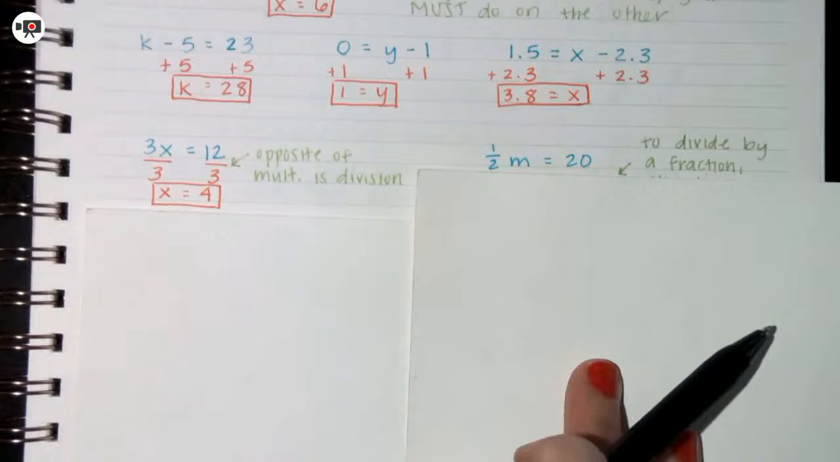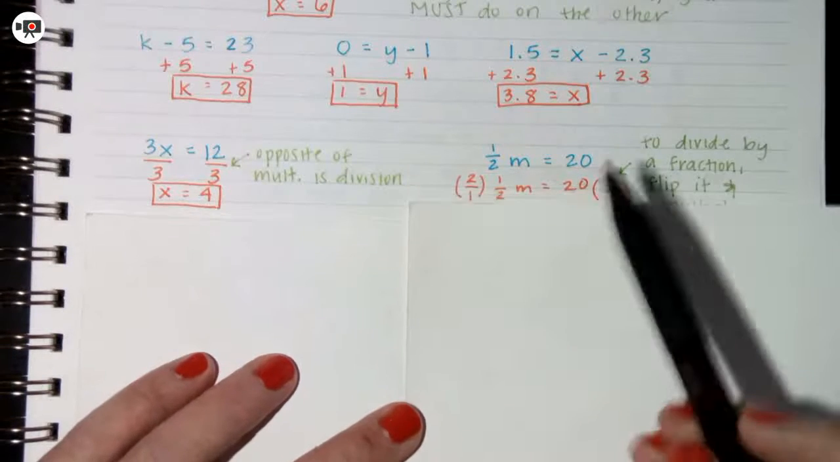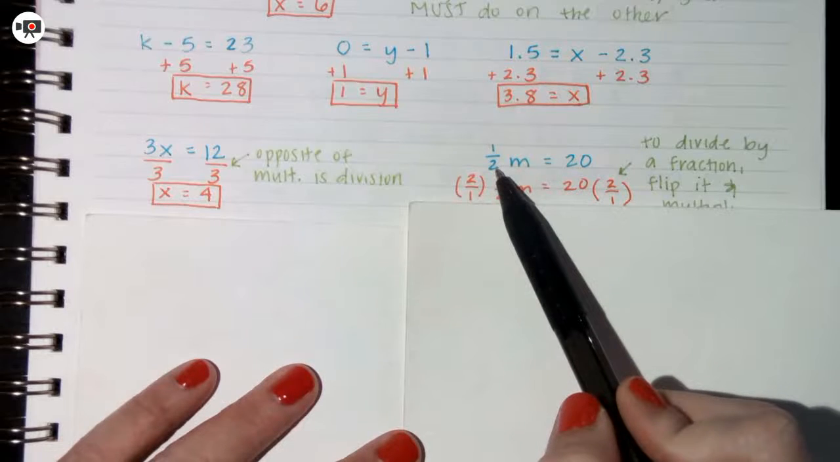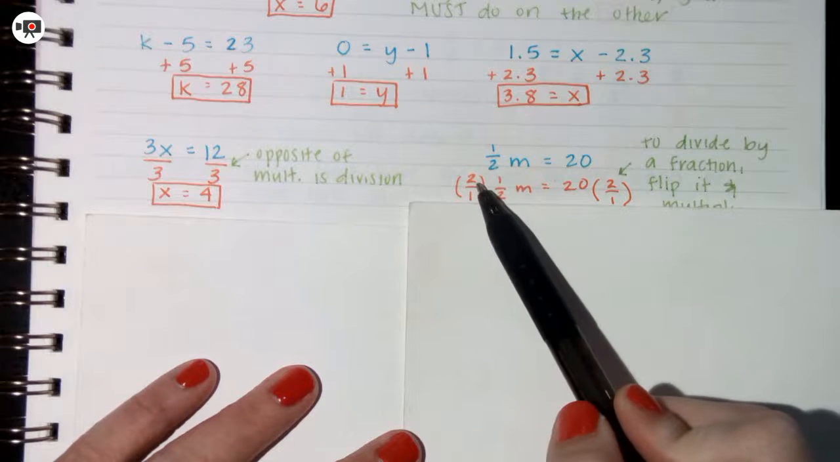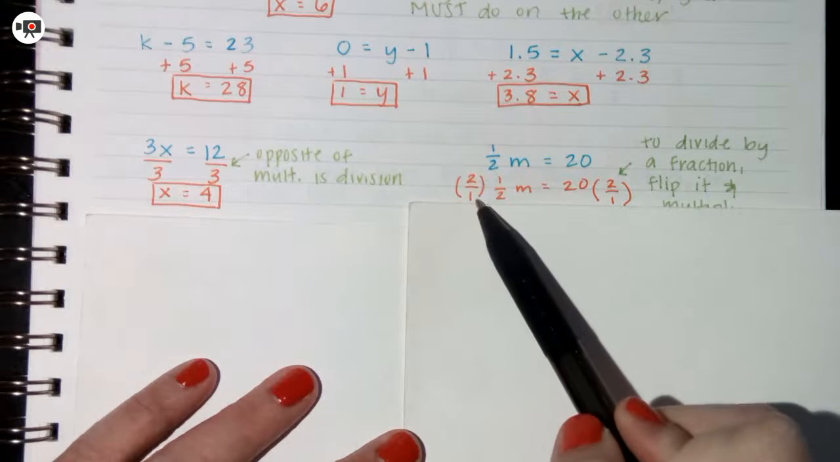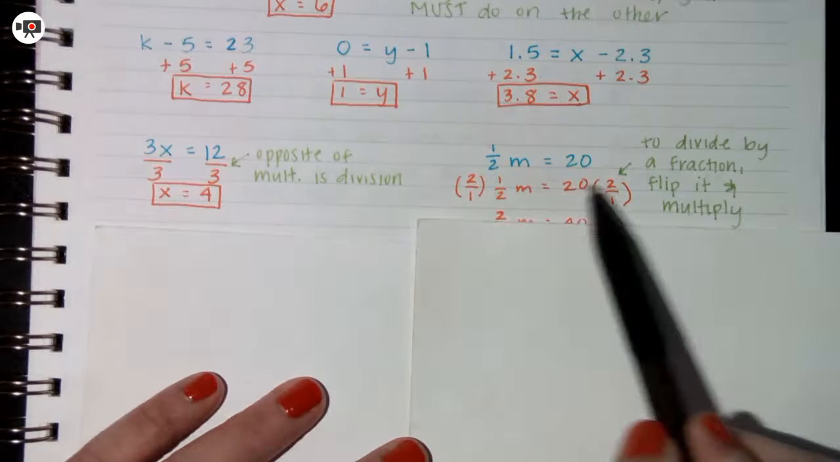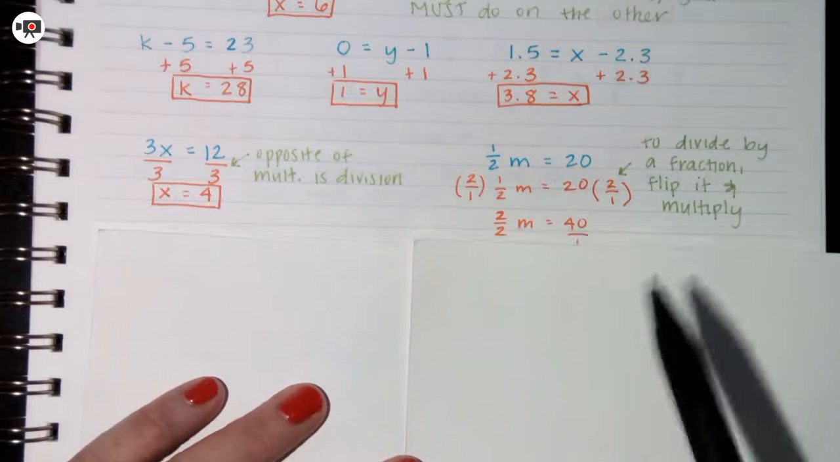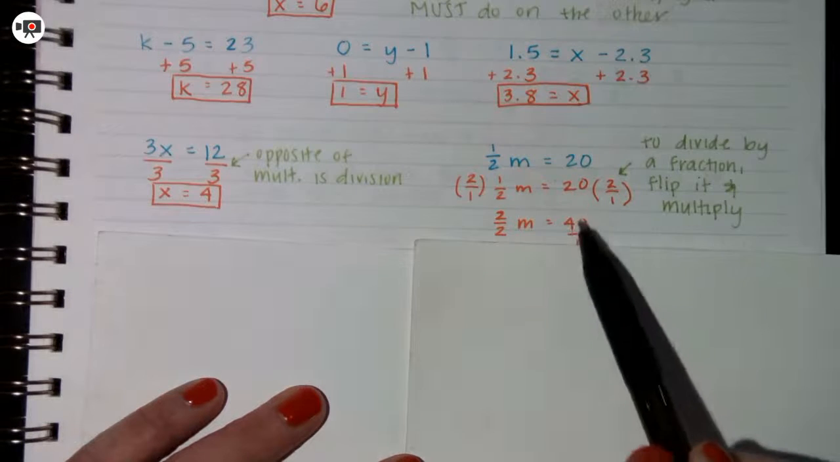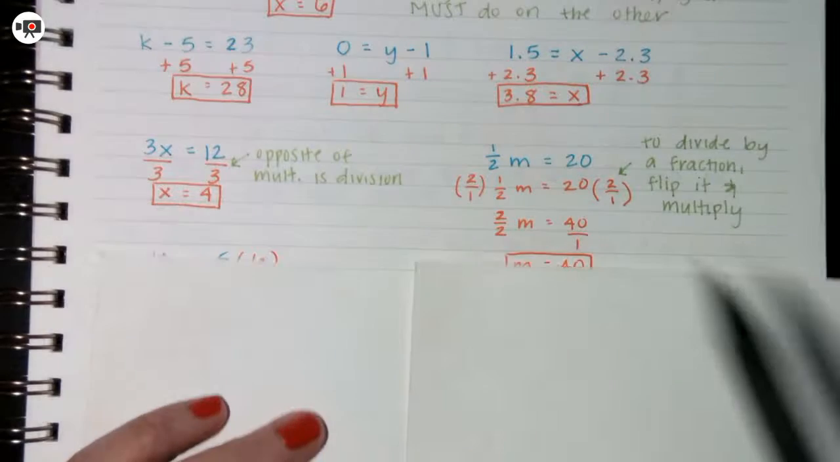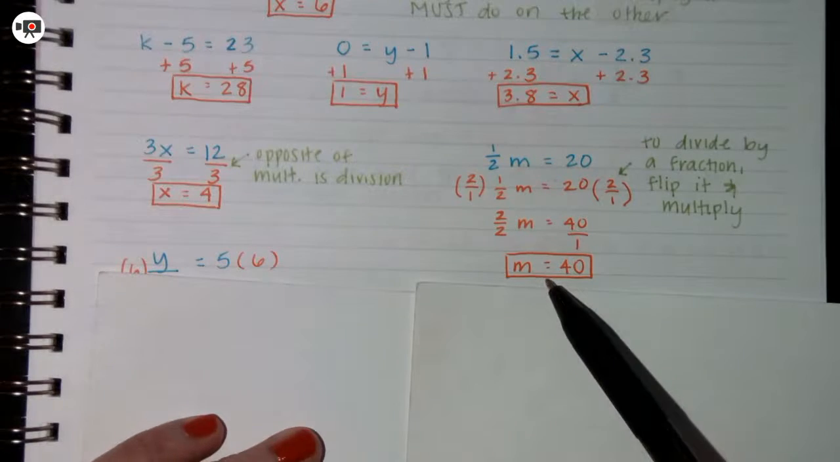Now I have 1/2 m equals 20, and I have to divide by this fraction. To divide by a fraction, you multiply by the reciprocal. So this is 20 times 2 over 1, and this is 20 over 1, so 20 times 2 is 40 over 1, so m equals 40.